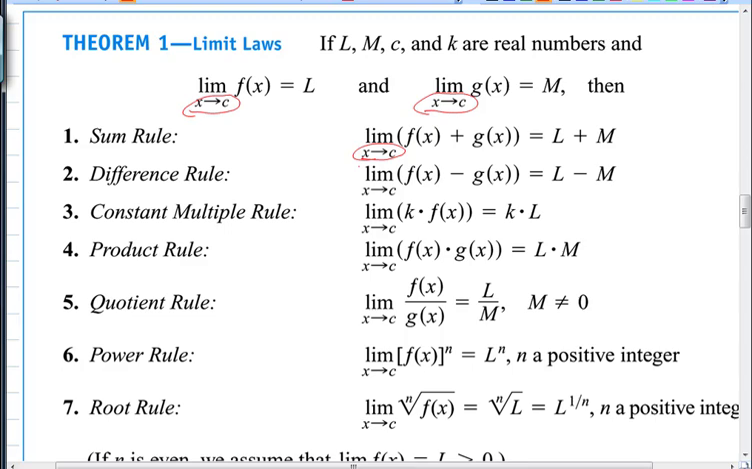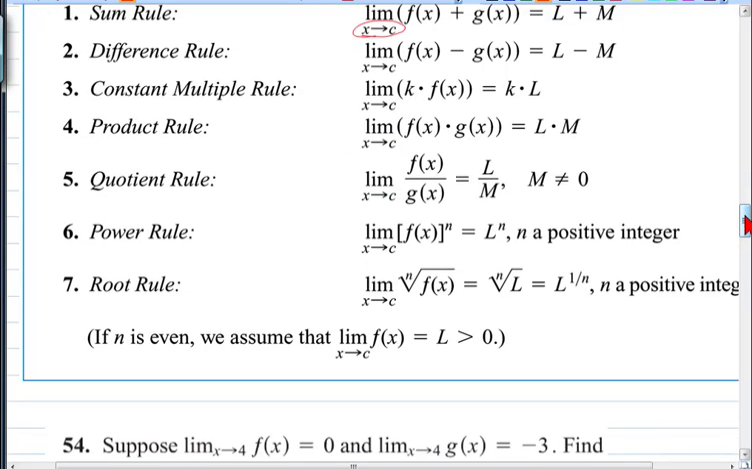If we subtract the functions, we can subtract the limits. If we multiply a function by a constant multiple, multiply that limit. Right here, we were told the limit was L. Multiply that limit by the same constant. And then we also have products, quotients, and power rules, and a root rule. As you work with these rules, you will become more familiar with them. Okay?